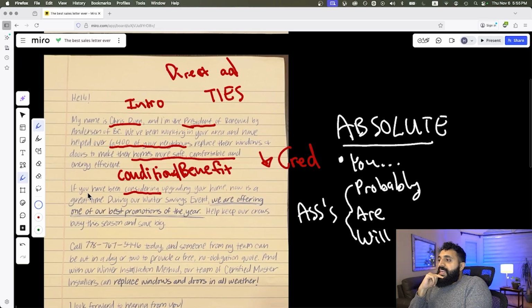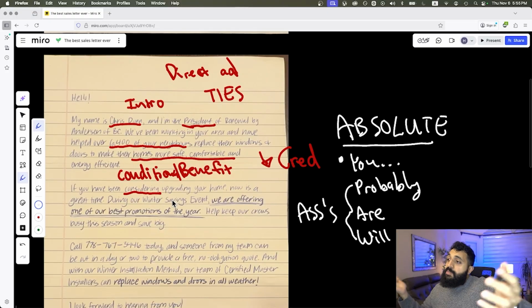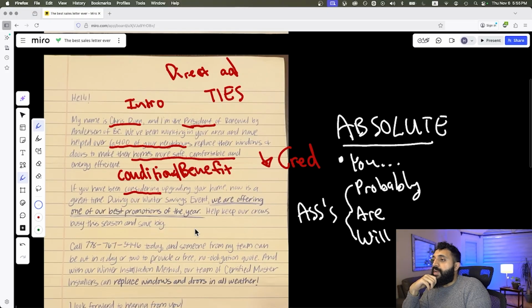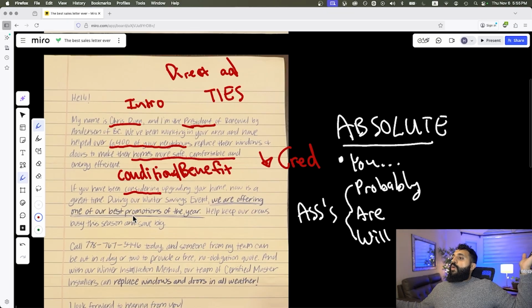So what they're doing is, "if you have been considering," so it's using this conditional language. Maybe you're this person, maybe you're not. But if you've been considering upgrading your home, well, now may be a great time. And here's what's great about this, right? No one actually sits around thinking about upgrading their windows, just to be straight. I've had the same windows for years now. And the thing is that I need a reason to consider this. So this letter indirectly is actually making me consider it, because I haven't been sitting here considering this at all.